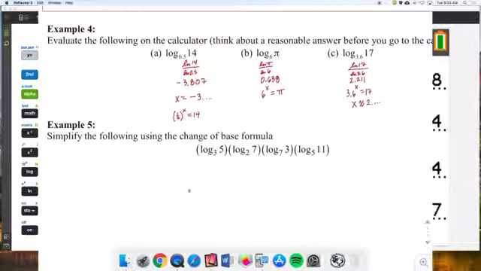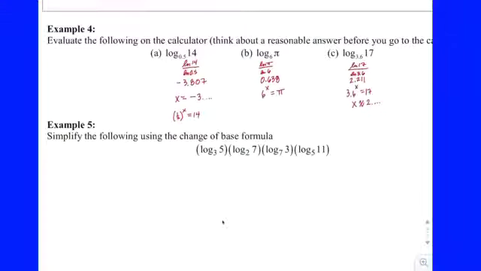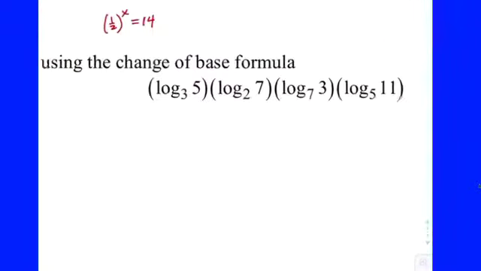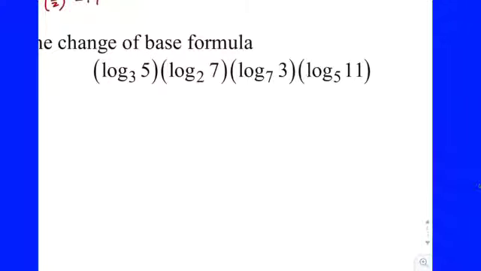All right, example 5. I don't think we'll need the calculator for this, although you could type it directly in. Simplify the following using the change of base formula, okay? So this is a question that I could give you without a calculator, and the hint here is to use the change of base formula. So notice we have log base 3, log base 2, log base 7, log base 5. None of those bases are the same. They're all multiplied together. How should I start?